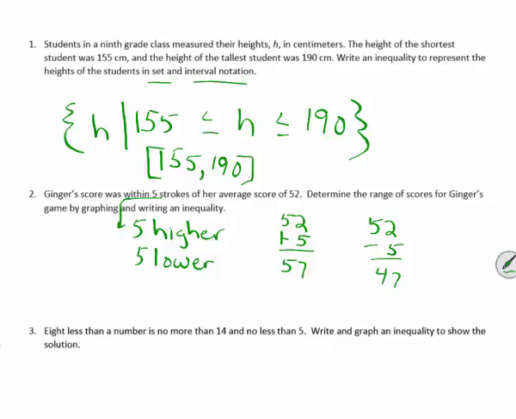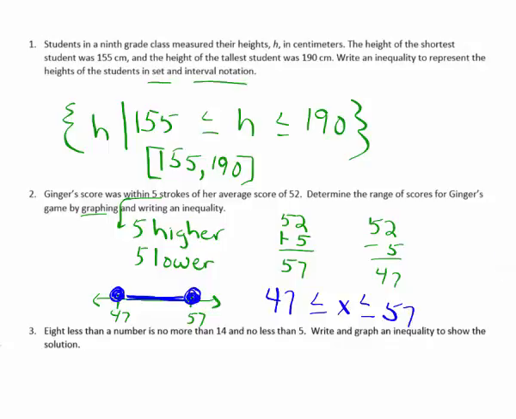Okay, so this time they want us to graph and write an inequality. So if I graph it, right, on my low end I have 47, on my high end I have 57, colored in circles because those are possible scores, and her score has to be somewhere in between there. That means that when I write it as an inequality, I'm going to have 47 less than or equal to x, less than or equal to 57. If you chose to use a different variable there, of course you can do that.